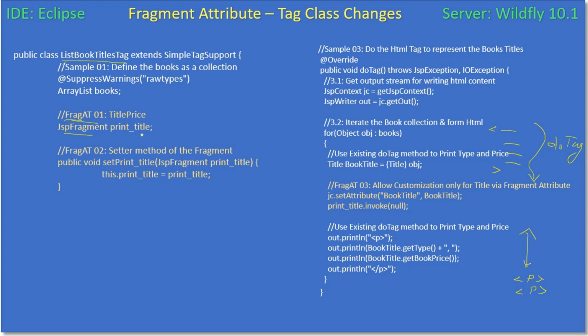So all we do here is use the JSP context. This we already saw in the previous video. So we are still using the same jspContext.setAttribute bookTitle, and we are setting the book title here. And if you see here, we are iterating the books collection, which will be already set, and we are iterating through the book collection, and here we are setting the book title attribute. After that we are accessing the fragment, printTitle.invoke. So after setting the attribute, we print the title. That means we invoke the JSP Fragment code.